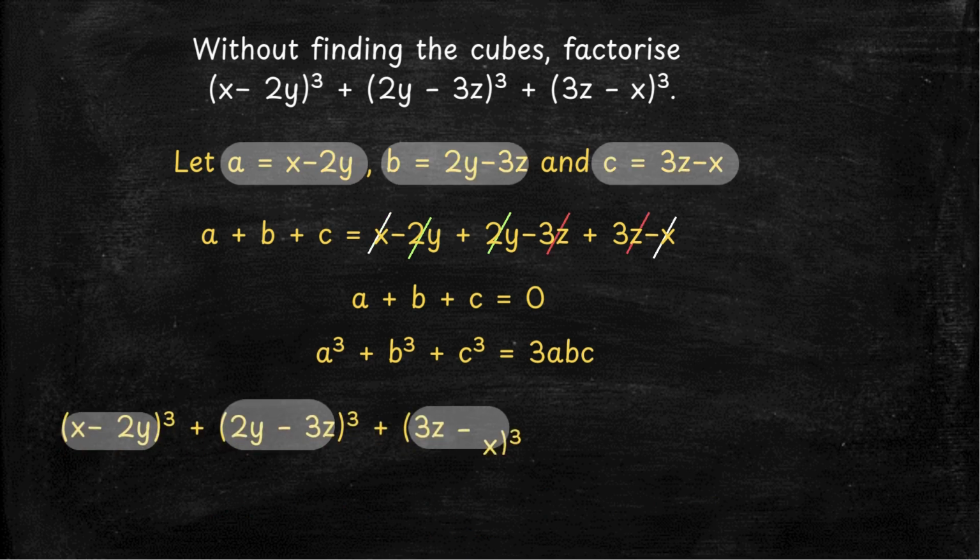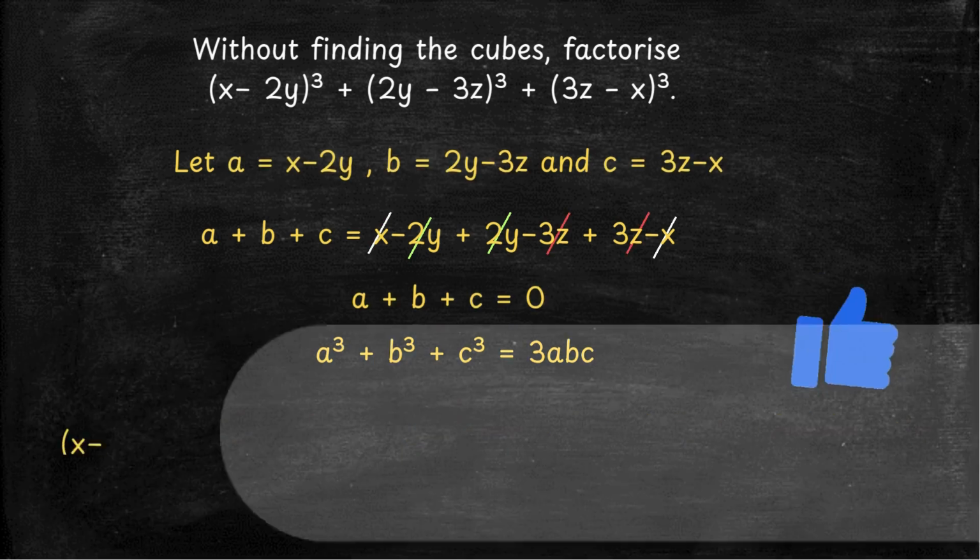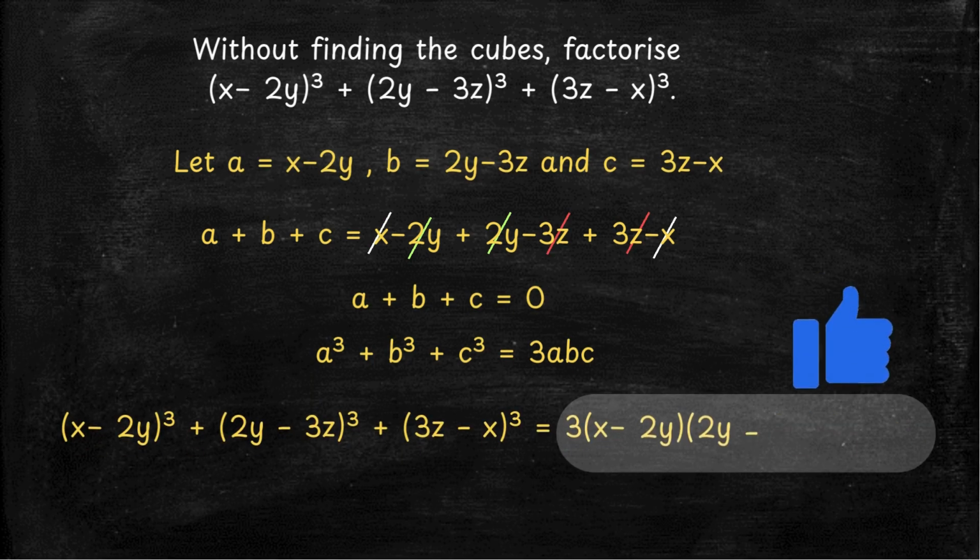Now resubstituting a as x minus 2y, b as 2y minus 3z and c as 3z minus x, we got the factorized form of this, which is 3 times (x minus 2y), (2y minus 3z) multiplied by (3z minus x).